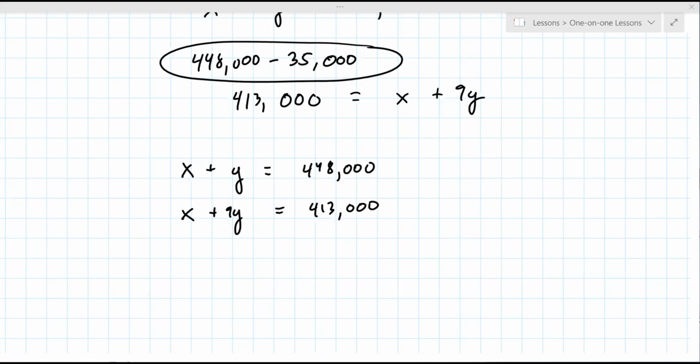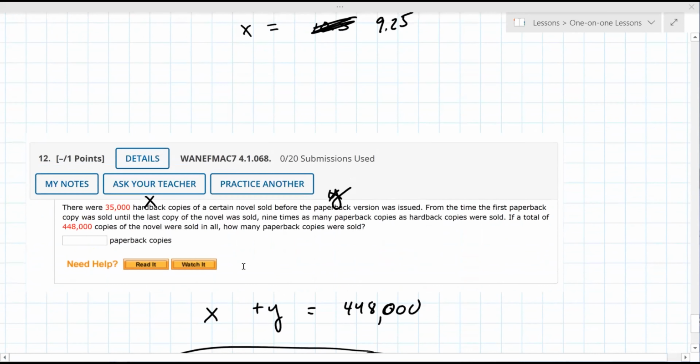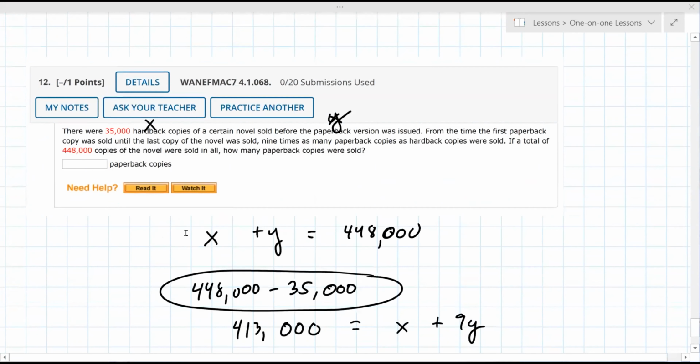All of these are possible and normal, especially in a test. This is not right because this doesn't give us the right answer here. So, 9 times as many paperback copies as hardback copies. So what that means is that y equals 9x.